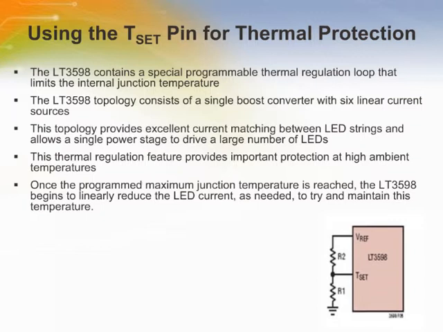While this feature is intended to directly protect the LT3598, it can also be used to derate the LED current at high temperatures. Since there is a direct relationship between the LED temperature and the LT3598 junction temperature, the T-set function also provides some LED current derating at high temperatures.